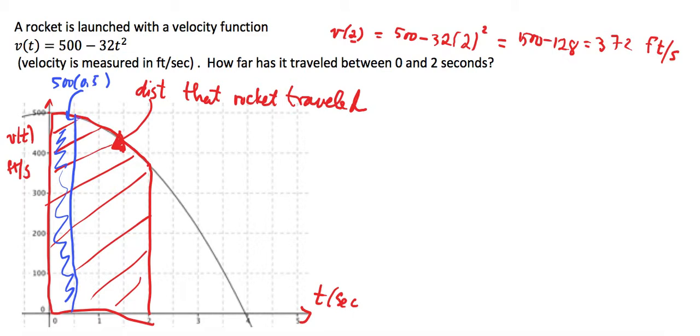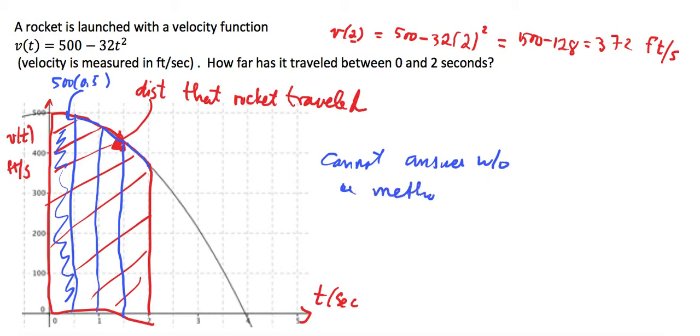And then this next one is a little bit shorter. It still has a width of 0.5 and a slightly different height. This one looks like it's 475. This one, the height here is, I don't know, 460 or so. And so you see that we cannot answer this without a method for computing the area.